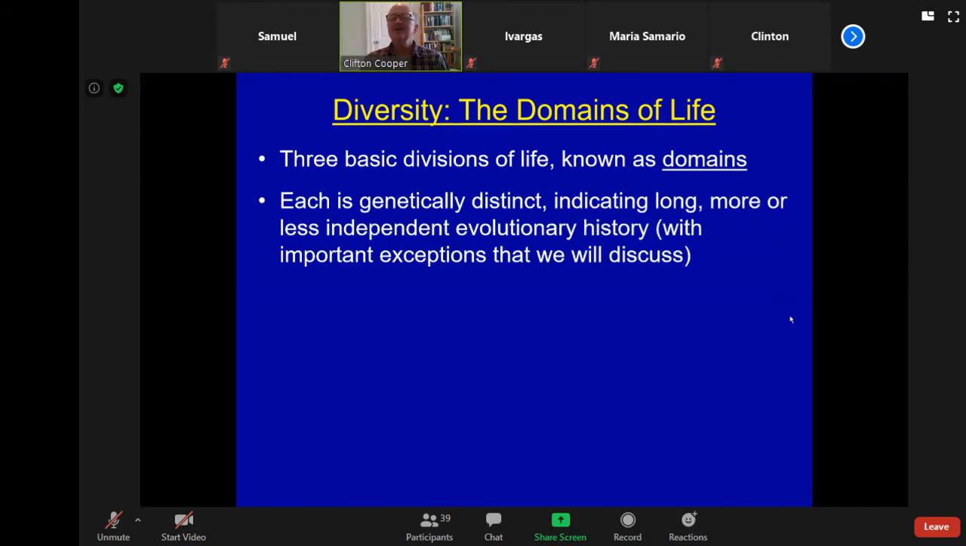Those domains are mostly distinct from each other with long evolutionary histories of their own, not totally separate from each other because we think there's been some crossing over between those. For instance, the mitochondria that our cells have started out as bacteria, and bacteria are organisms from a different domain, but for the most part, each domain has its own independent evolutionary history.